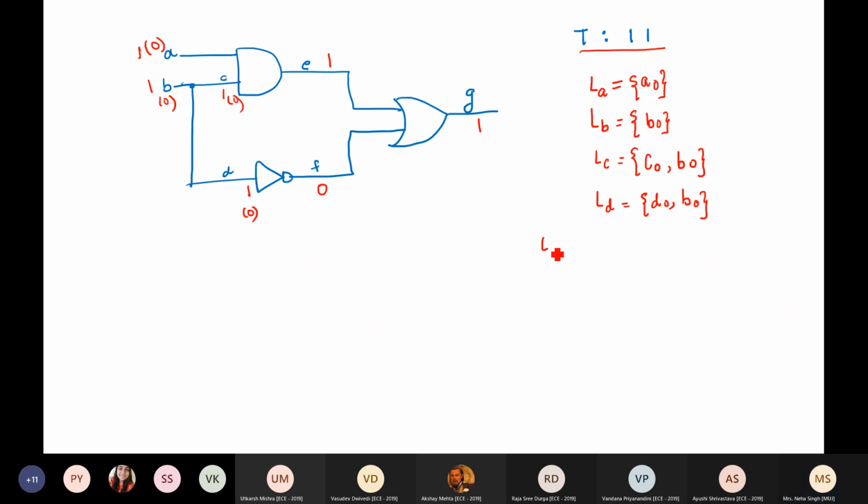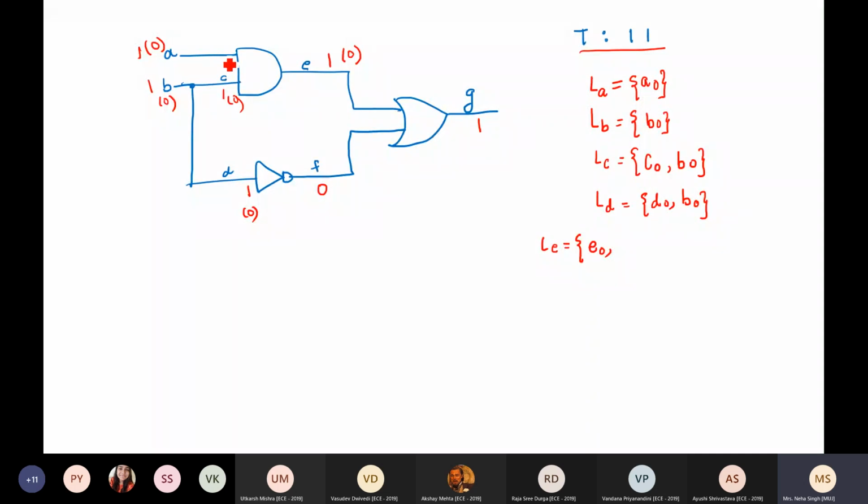ठीक. Now look at E. E की actual value is 1. It will be at fault if the value is 0. So the first possibility is E stuck at 0. What are the other cases when E can get to 0? This is an AND gate. Actual value of both the inputs is 1, 1.